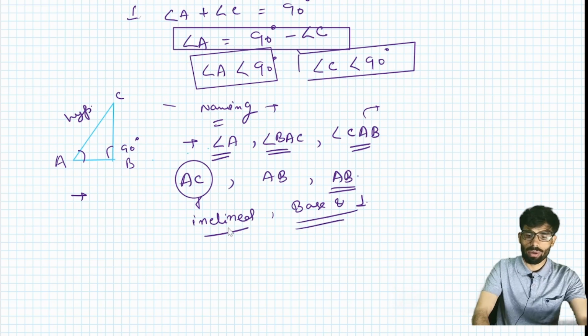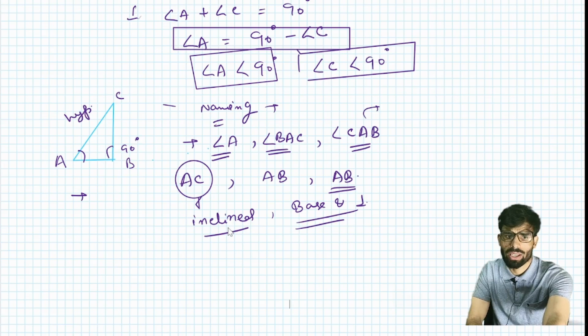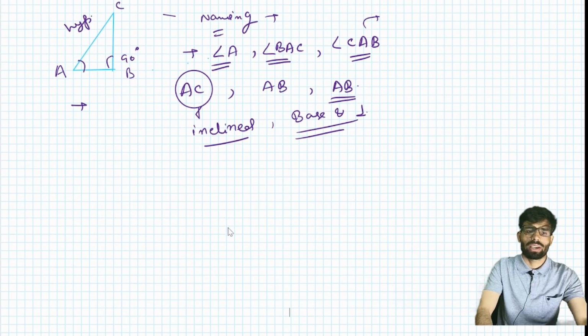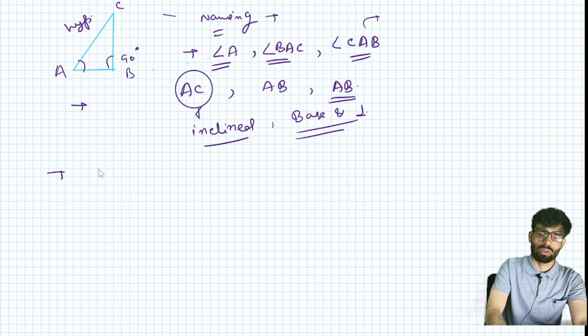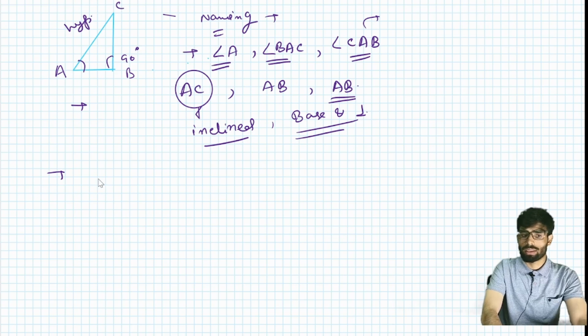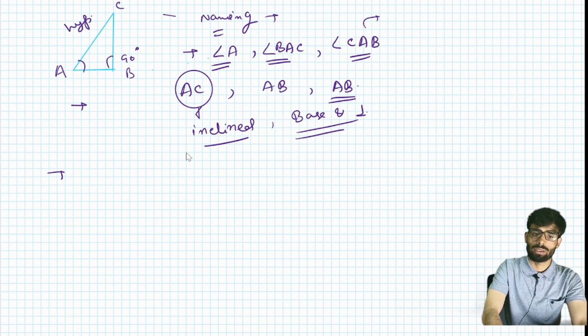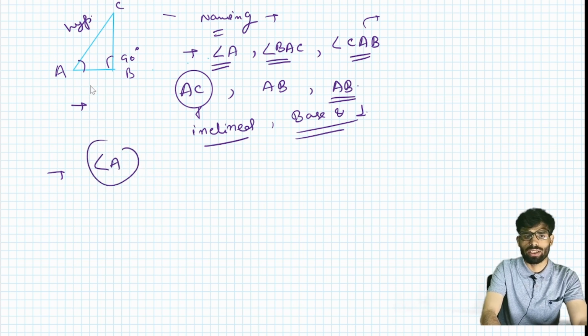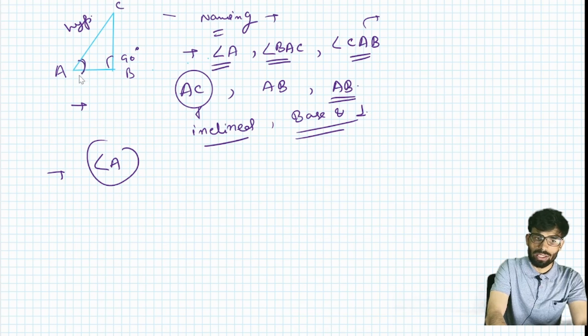In order to know which side is actually base or which side is actually perpendicular, we have to see the respective acute angle. To which acute angle you are focusing will give you the information regarding the base and perpendicular. Let's say I'm choosing angle A. That means right now I'm focusing on the angle A.